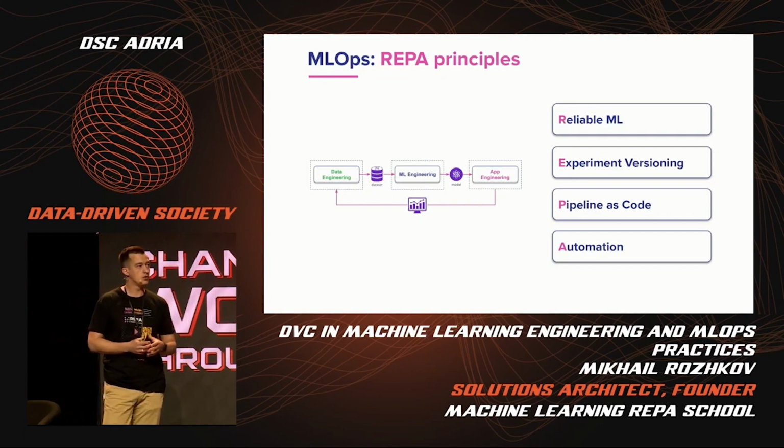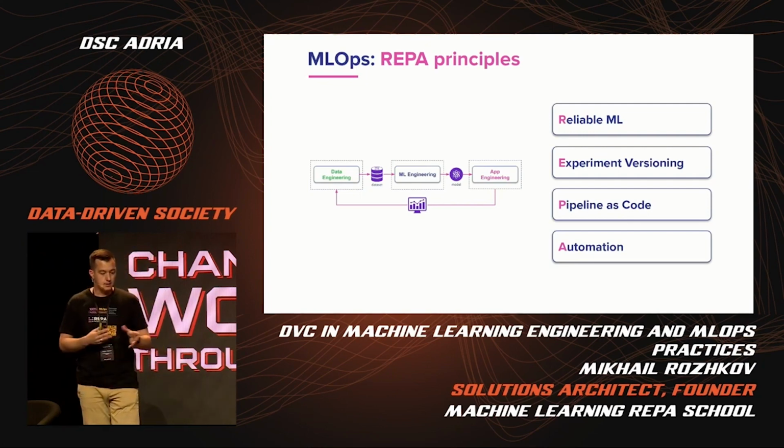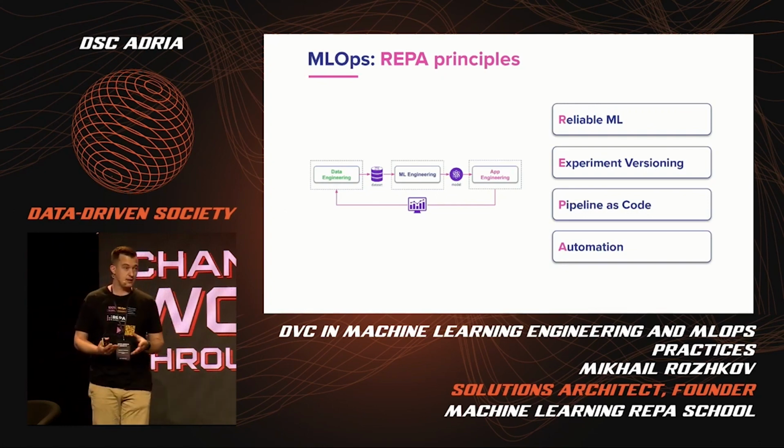So our model should work robustly. It should be reproducible. We need experiment versioning to version not only the code, for example, but also understand what version of data we use to train this specific model, and which set of parameters we use to train that model. And the third one is pipeline as code, right?